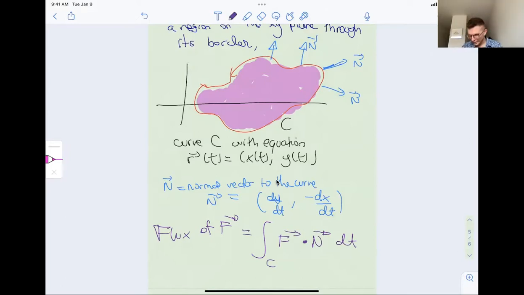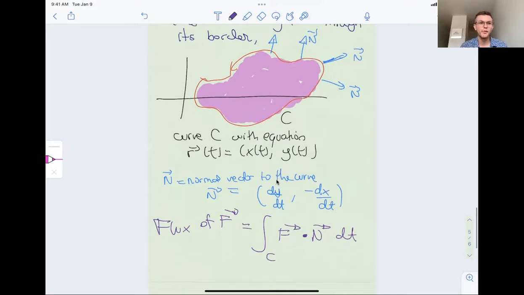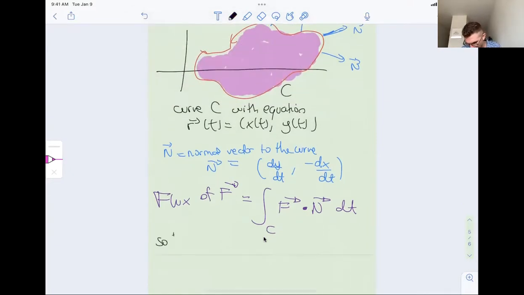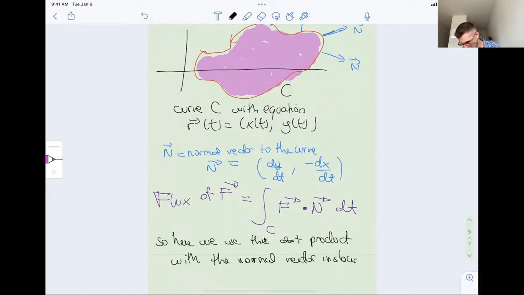So how does that compare? How is this different from the formula for work that I gave you? The difference is that the formula for work used the dot product with the velocity of the curve, and this formula for flux uses the dot product with the normal vector of the curve, right? Is that clear? So here we use the dot product with the normal vector instead of the velocity vector, because again, the velocity vector is the one that gets used for the work.